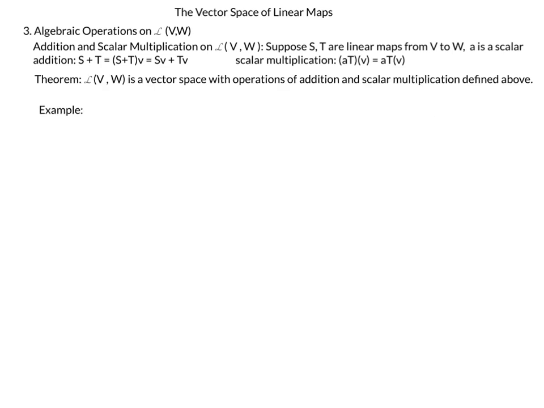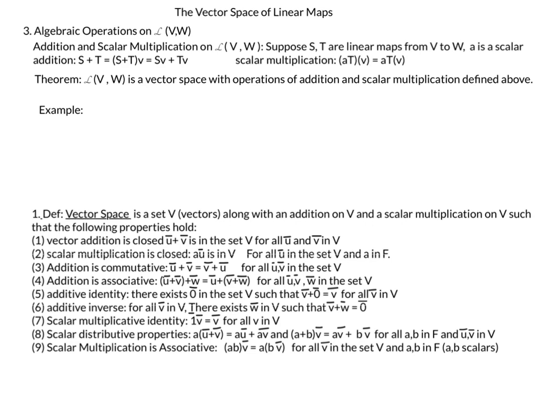My next theorem is important. It says here, the set of all my linear transformations from V to W is a vector space with the operations of addition and scalar multiplication defined above. To show it is a vector space, we have to show all of these properties. I'm not going to prove this theorem, and I'm not even going to go through all of these properties, but I will give you an example and go through a few of these properties.